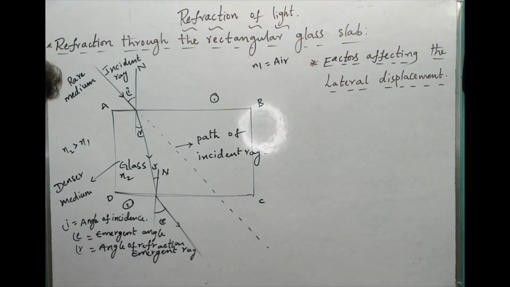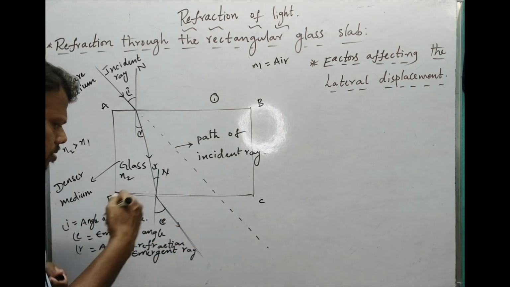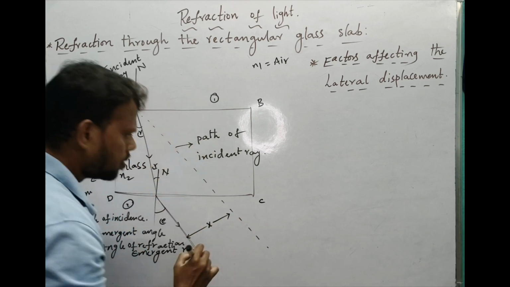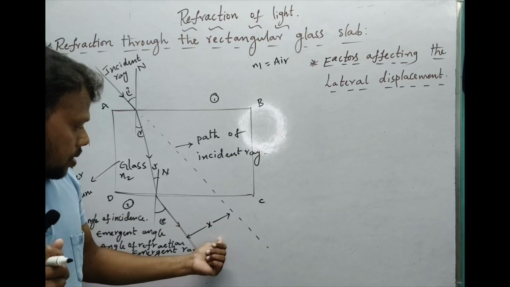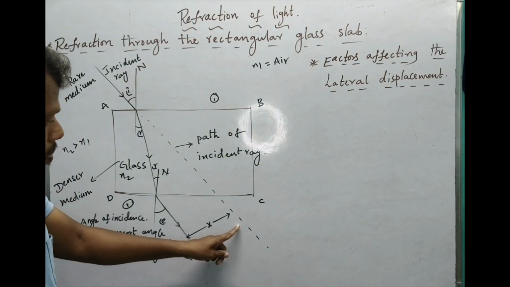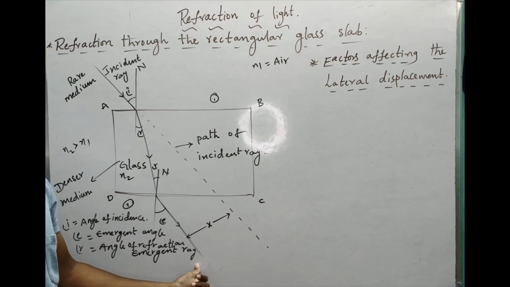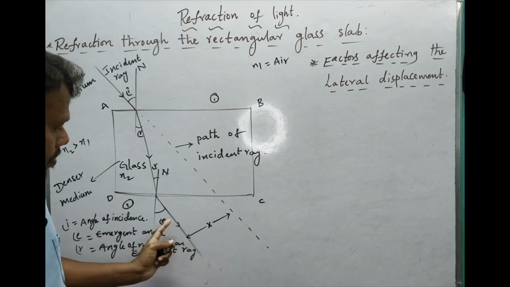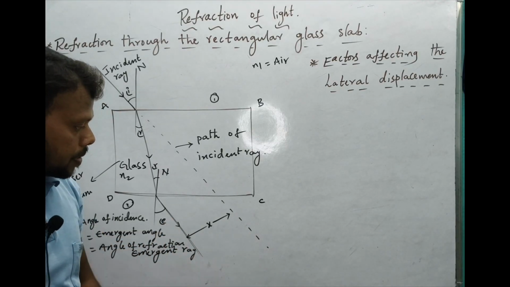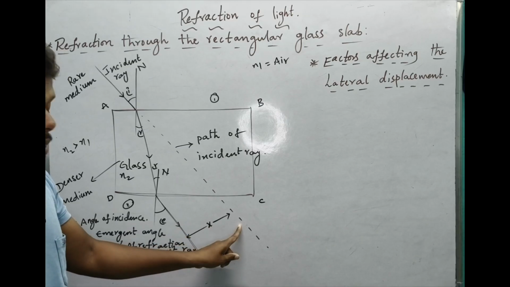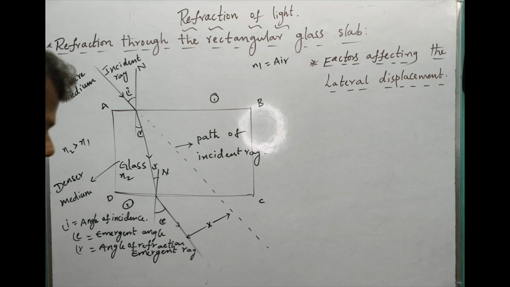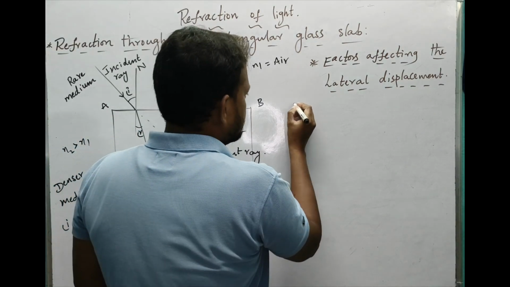So how are both appearing? The emergent ray and the path of the incident light ray appear parallel to each other. Then we can say the perpendicular displacement between the path of the incident light ray and the emergent ray is called lateral displacement. I repeat, the path of the incident light ray and the emergent ray are parallel to each other. The perpendicular displacement between the emergent ray and the path of the incident light ray is called lateral displacement.